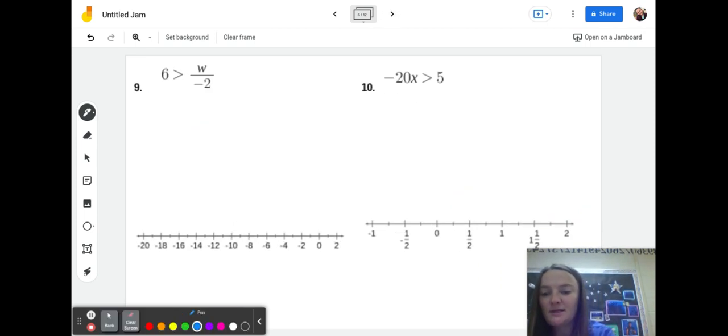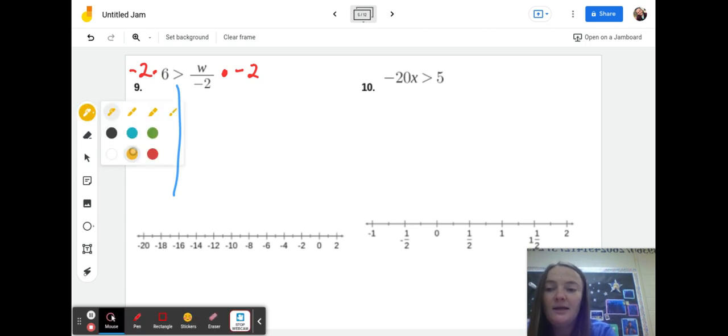All right, so here we go. Let's start this next one. I'm going to create a line so I remember what I do to one side, I must do to the other. W divided by -2. The opposite of division is multiplication. So I'm going to multiply by -2 on both sides. I hope this reminds us to do something important here: if I multiply or divide by a negative in an inequality, I must flip my sign.